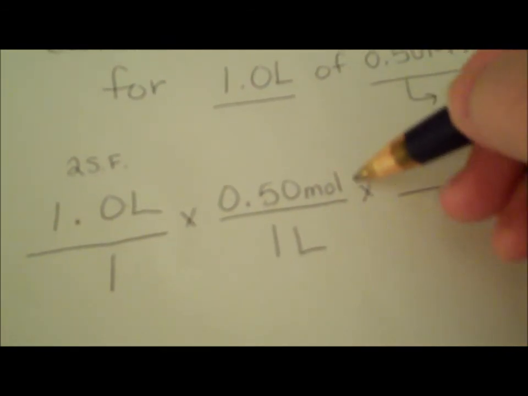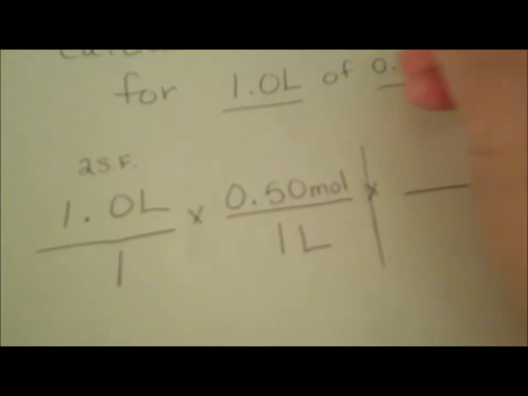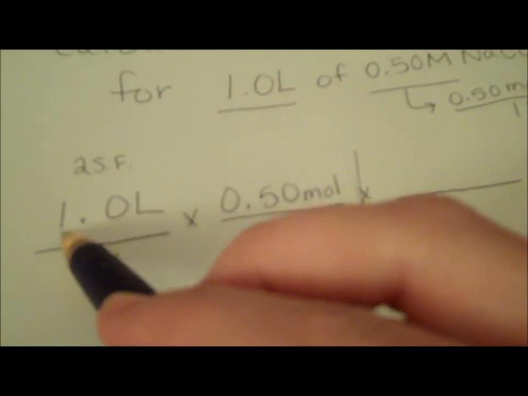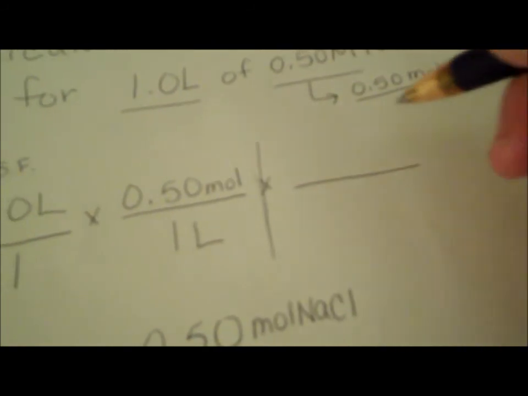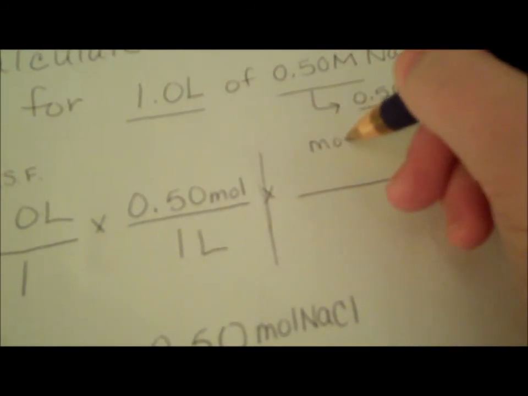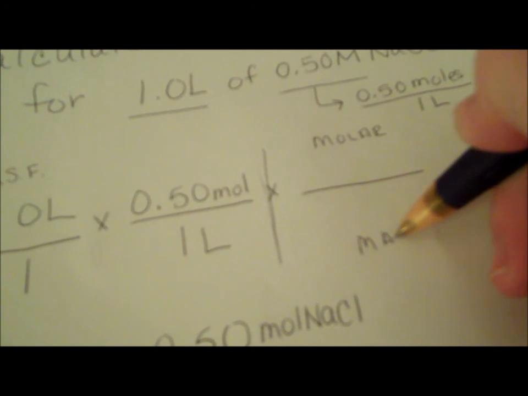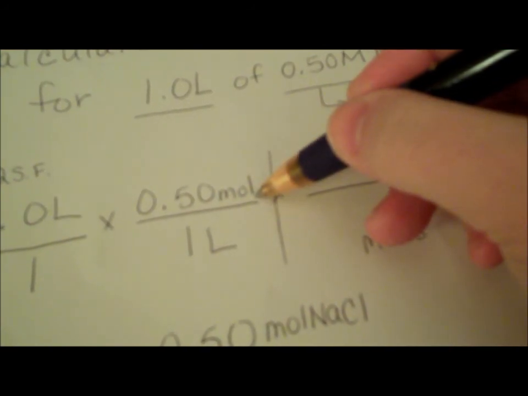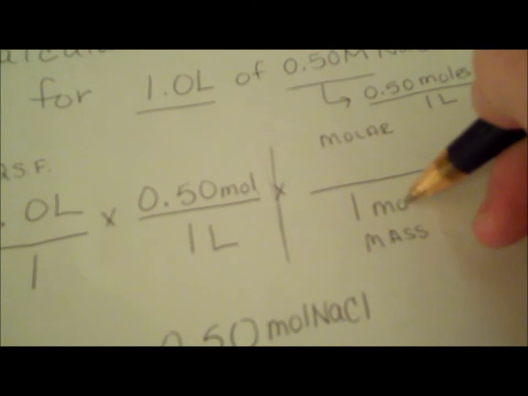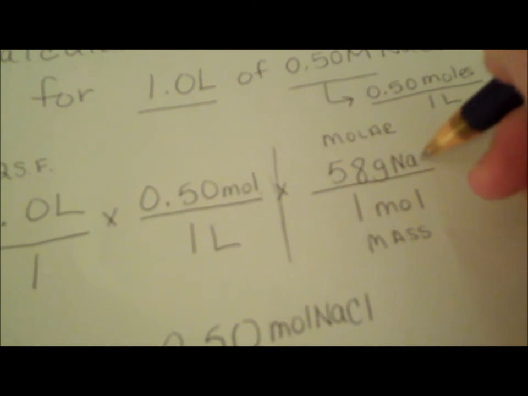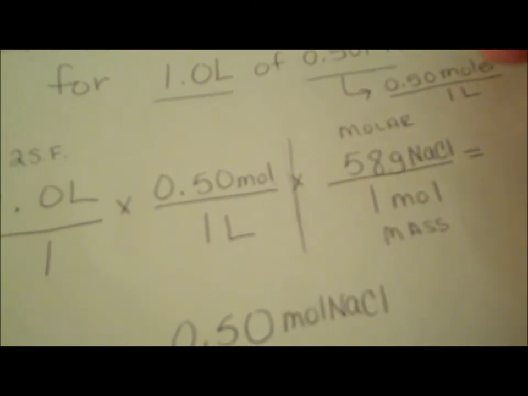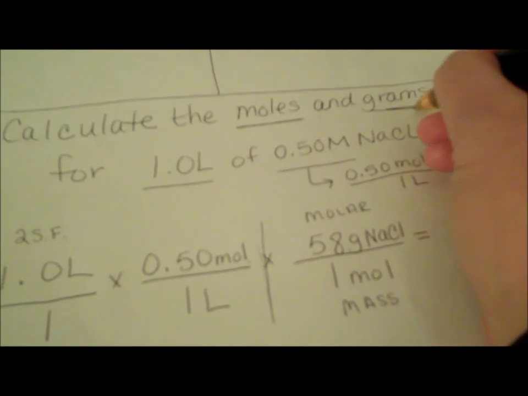Now, am I done right here to do the first part of the question? Yes, so I just want to multiply 1 times 0.5. So I could stop here and say that I have 0.50 moles of my NaCl. But we're going to go that extra step now to grams. So we're going to use molar mass. Remember, we're going to look at the one before, and it's going to be 1 mole is equal to 58 grams of NaCl. We're where we need to be to solve for grams.